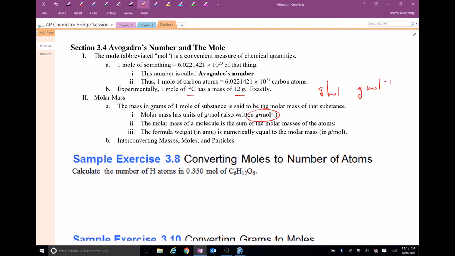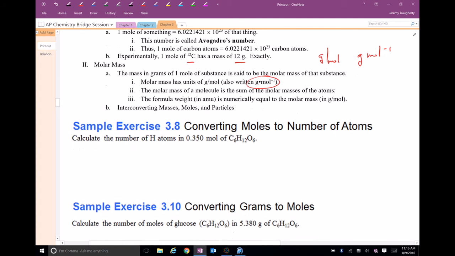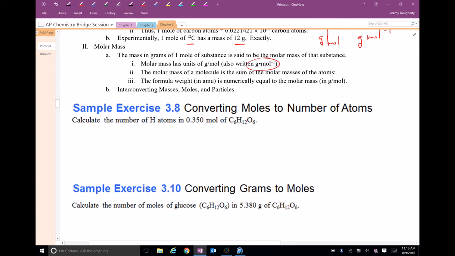Okay, so let's do some simple things here. Calculate the number of hydrogen atoms in 0.350 moles of C6H12O6. So I've got 0.350 moles of C6H12O6, and I want to know actual atoms. So not moles of hydrogen atoms, I want to know actual atoms. There's a couple different ways that you can do this, and start letting the dimensional analysis, factor label method, T-chart, start letting that sort of guide you of what you want to do.